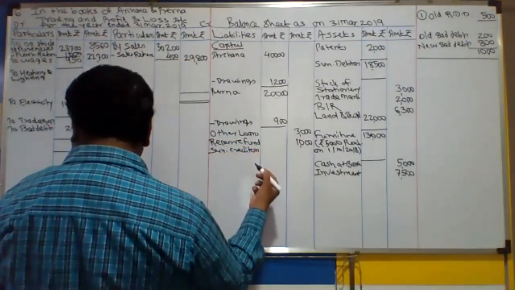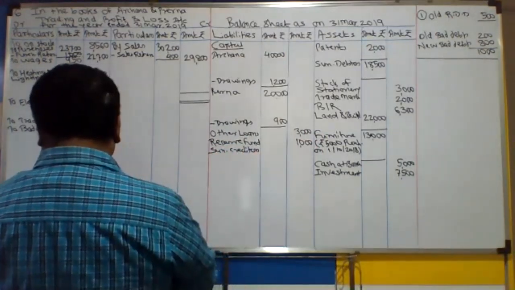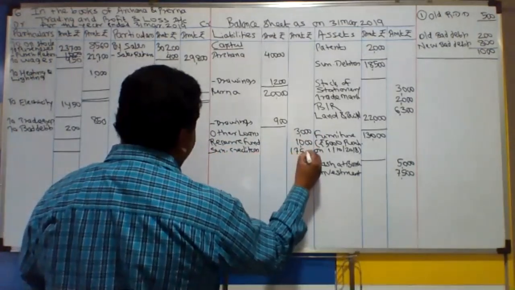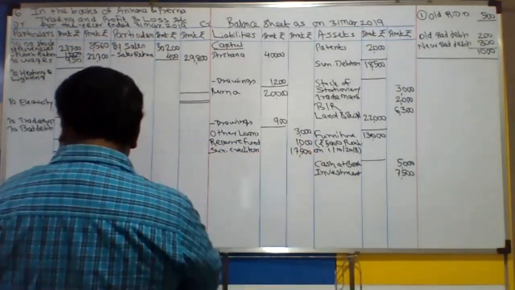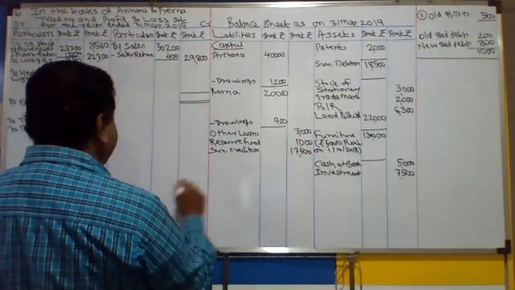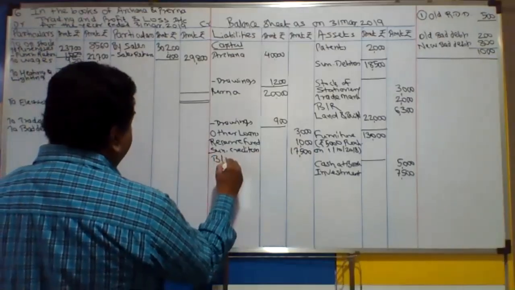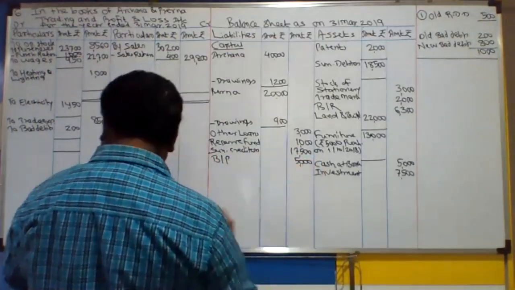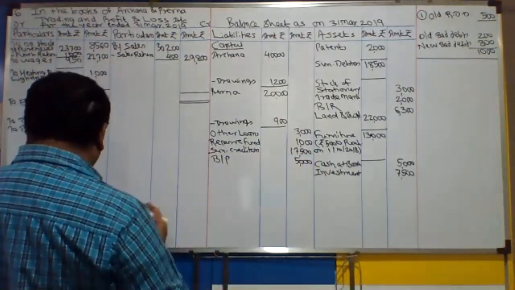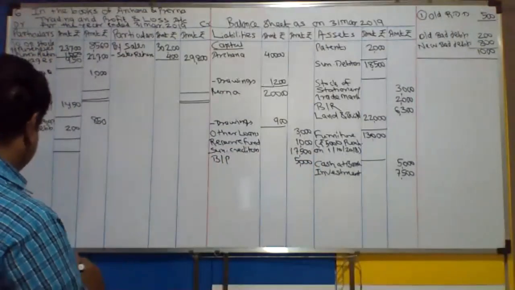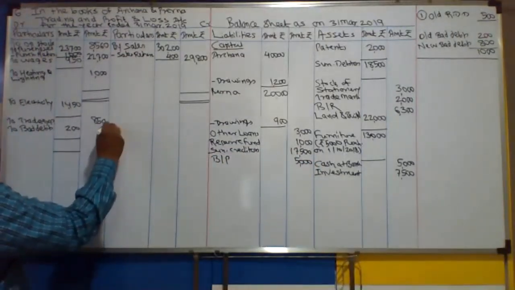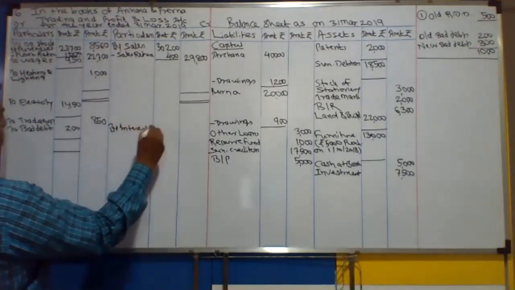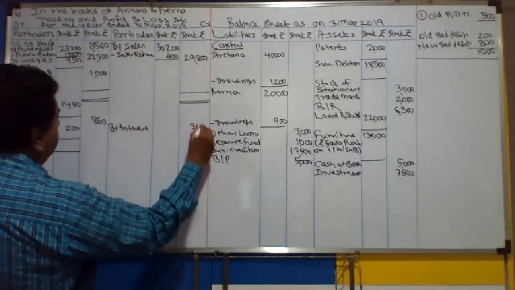Liabilities side: creditors are rupees 17,500. Then bills payable, liabilities side, rupees 5,000. We have already written sales, and interest. In the profit and loss account, the credit side is by interest. Amount is 310 rupees.